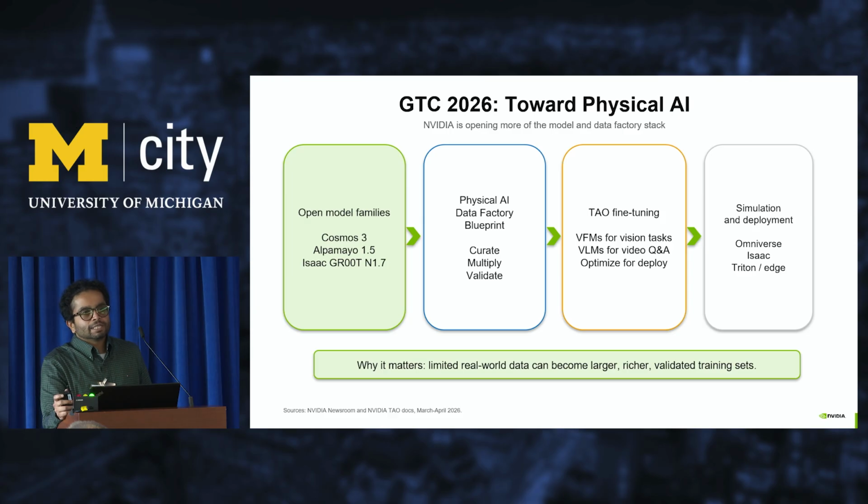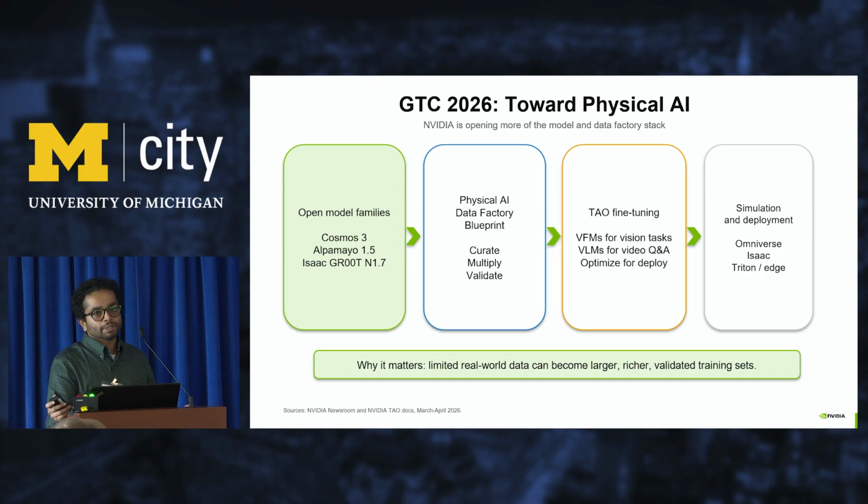Going back to GTC, which happened in March, in addition to bigger models and much larger GPUs, there was an overarching message of a shift towards physical AI. What this also means is that NVIDIA is openly providing the entire stack of these solutions, starting from model families with the Cosmos and the Alpamayos, to data factories where you have capabilities to curate your own data, multiply, and also validate.